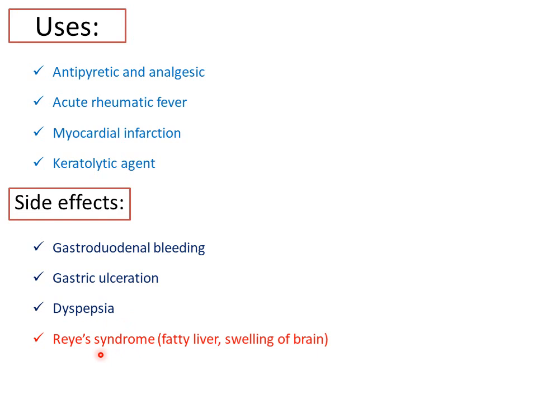One of the major side effects associated with the usage of aspirin is Reye's syndrome. Fatty liver, swelling of the brain as well as seizures are the most commonly observed symptoms in Reye's syndrome. So aspirin is completely banned in children under 12 years. What is the major side effect of aspirin? Reye's syndrome. That is about aspirin.